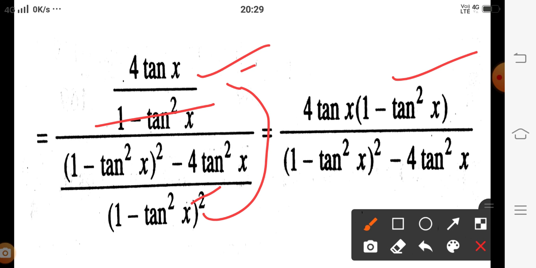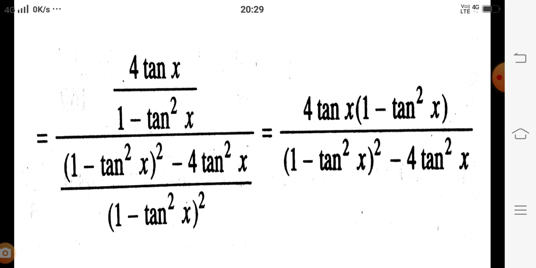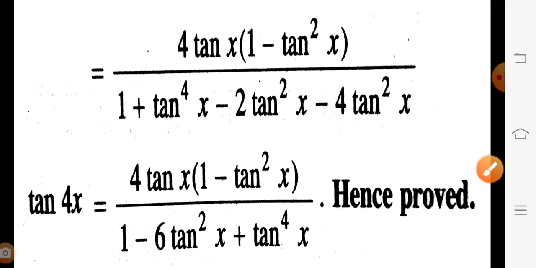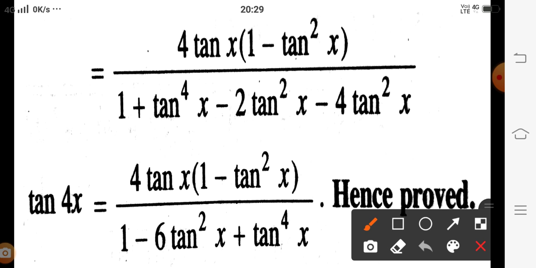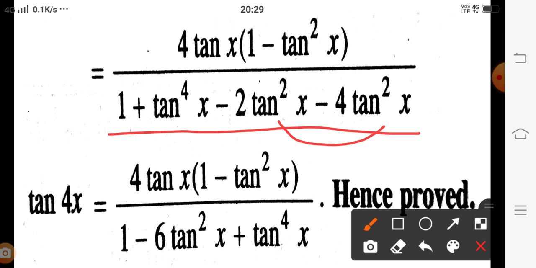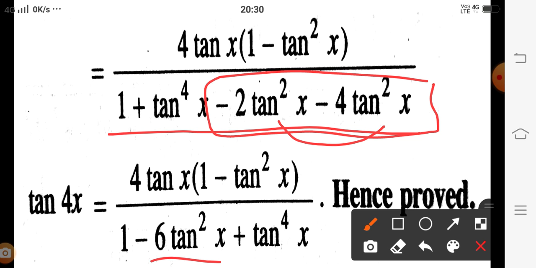This will go in the numerator, then 4 tan x into 1 minus tan square x, and in the denominator we get 1 minus tan square x whole square minus 4 tan square x. And if we solve further by using the identity a minus b whole square, then in the denominator we get 1 plus tan 4x minus 2 tan square x, and minus 2 tan square x and minus 4 tan square x, we get minus 6 tan square x, and this is the required proof.